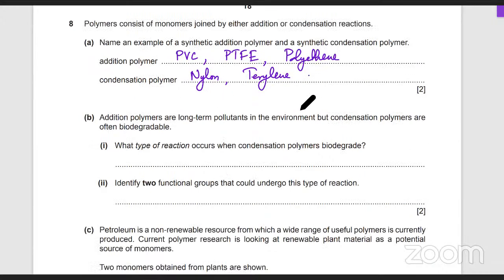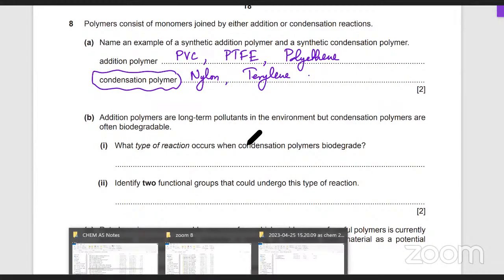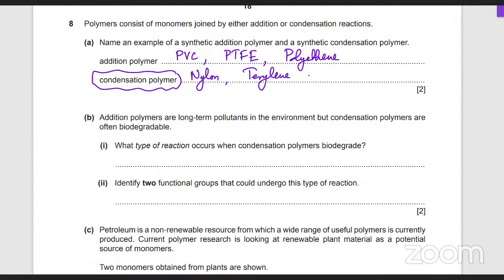Now, addition polymers are long-term pollutants in the environment, but condensation polymers are often biodegradable. What type of reactions occur when condensation polymers biodegrade? Let's remember, condensation polymers जो होते हैं, they're always very biodegradable, ठीक है? ठीक है, hydrolysis. अच्छा, they're always very biodegradable क्योंकि polyamides have amide linkages, and polyesters have ester linkages, which are highly polar. So, usme carbon is very positive, and so it's very polar. So they attract water and they hydrolyze very easily.